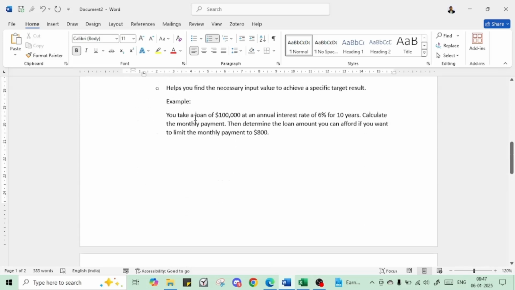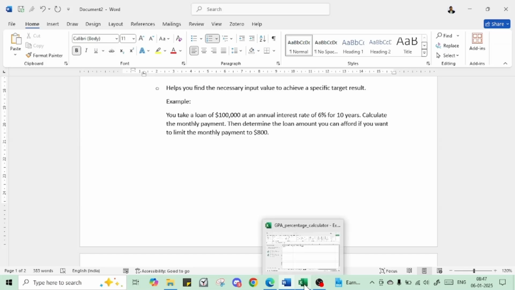You take a loan of $100,000 at an annual interest rate of 6% for 10 years. So here the principal amount is $100,000, the interest is annual, the interest rate is 6%, and the time is 10 years. Calculate the monthly payment. Then determine the loan amount you can afford if you want to limit the monthly payment to $800. The principal has to be changed.